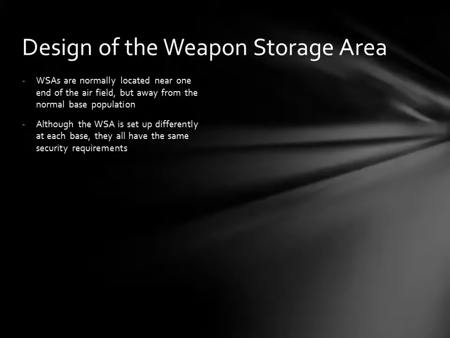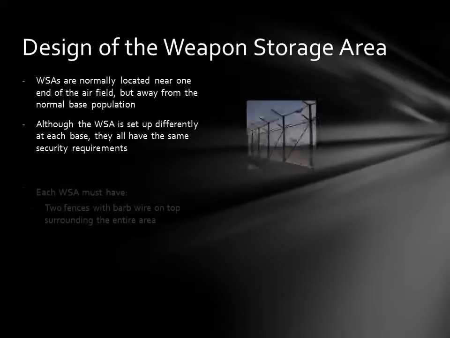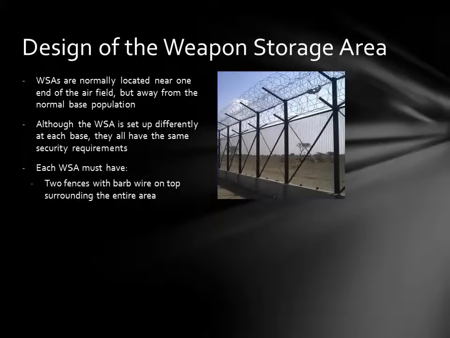As stated earlier, although the WSA is set up differently at each base, they all have the same basic security requirements. Let's go over those requirements now. The most visible part of the weapons storage area security program is the fence line. There are actually two fences that must meet prescribed height and other security requirements surrounding the entire WSA.